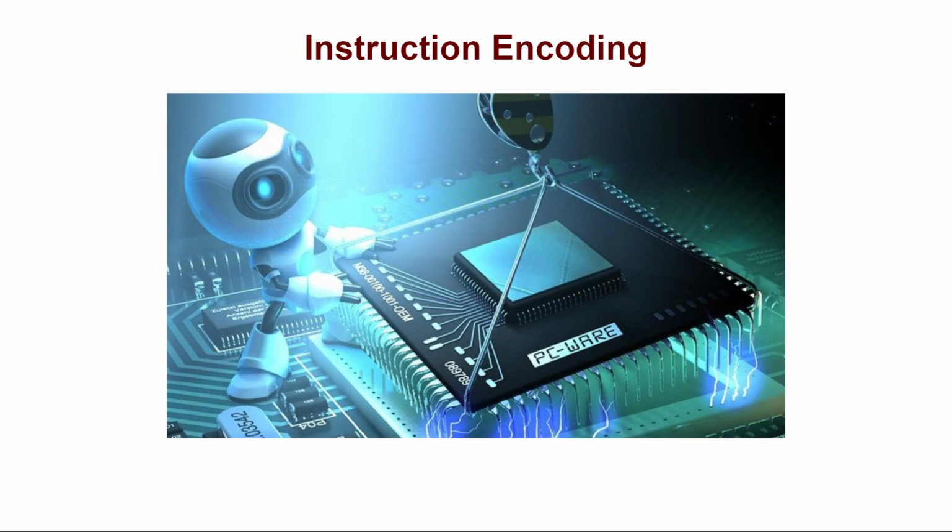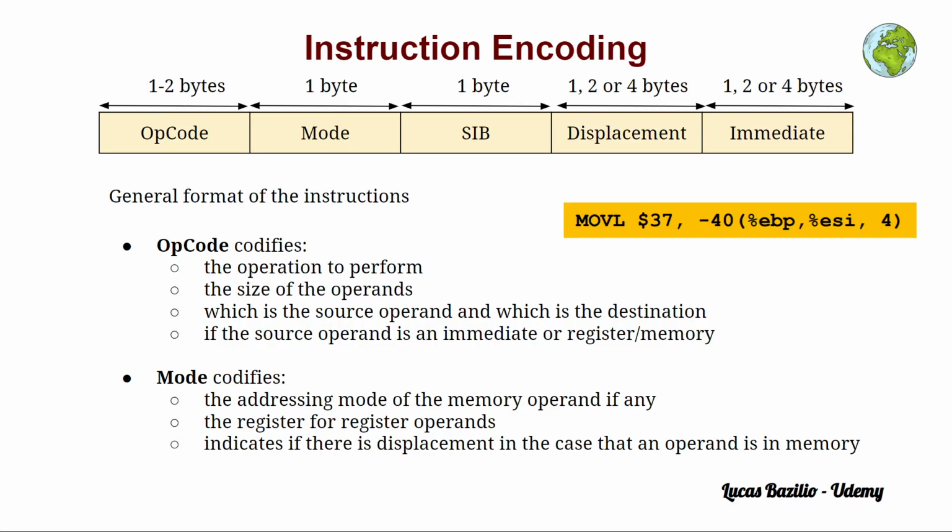Along this section, we will study all the instructions that we can perform in x86 assembly language. In this first lesson, we will study the instruction encoding, that is, the format that an instruction will have, and in future lessons we will see all the instruction lists. The encoding for an instruction in x86 assembly language has the following format.